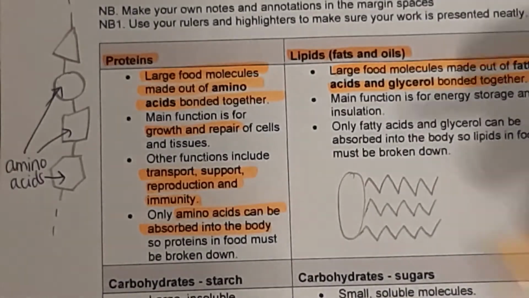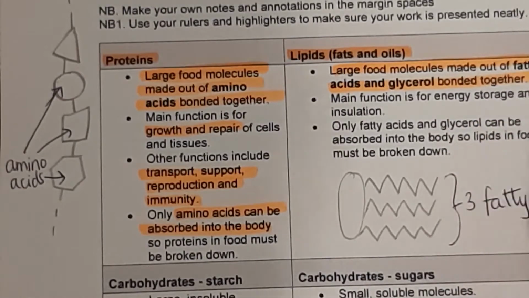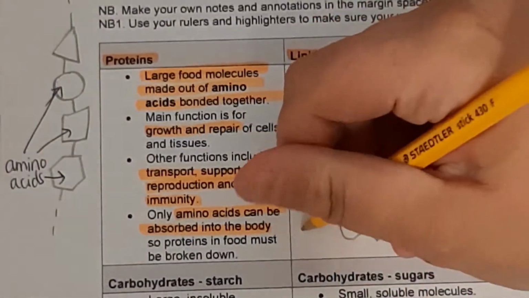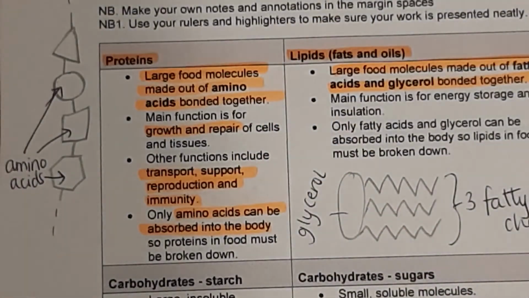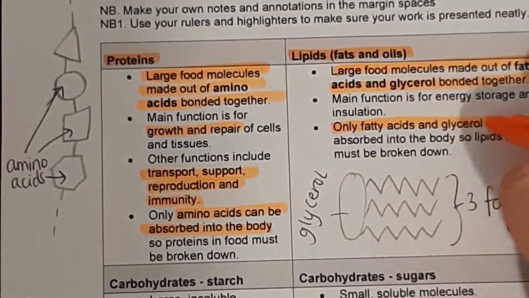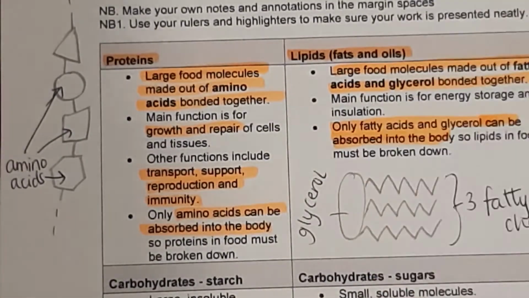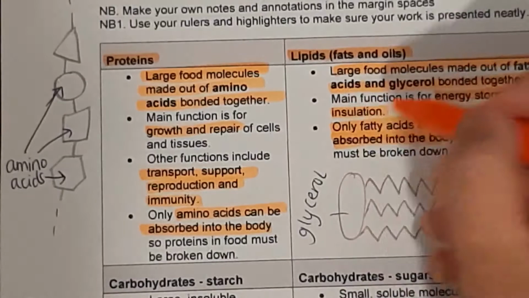I'm going to label these. So this is the 3 fatty acid chains. And this main part here is the glycerol. Okay, so digestion will separate these, because only the fatty acids and the glycerol can be absorbed into the body. So the lipids must be broken down by the process of digestion, again using enzymes. And the main function of these is for energy storage and insulation.